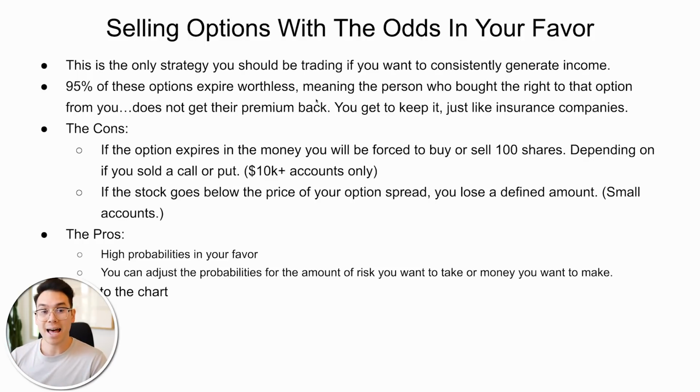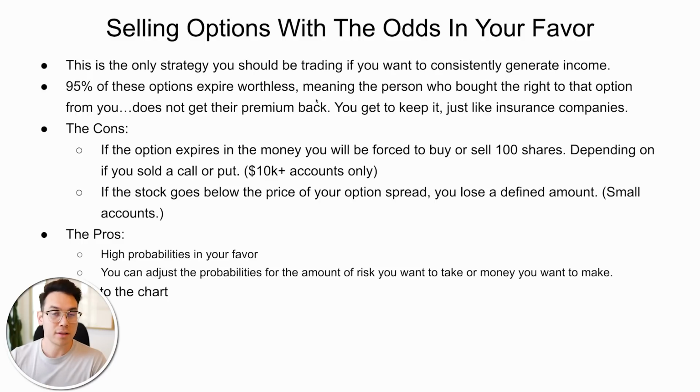Now, 95% of these options expire worthless, meaning the person who bought that option from you does not get their premium back. So they paid you and they don't get that money back. You get to keep it because you sold them that option that expired worthless, just like insurance companies, right? You pay your car insurance. Do you ever get that premium back? No. And it's rare that you're gonna get a fender bender and actually use that insurance, right? That's how insurance companies are so profitable, because you pay them every month and you don't even use the insurance 99% of the time, right?